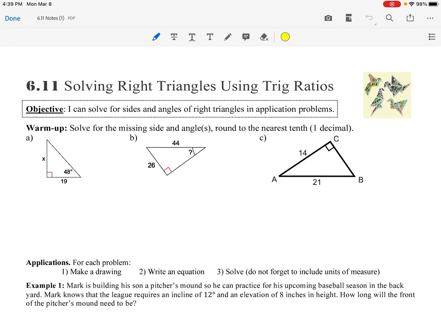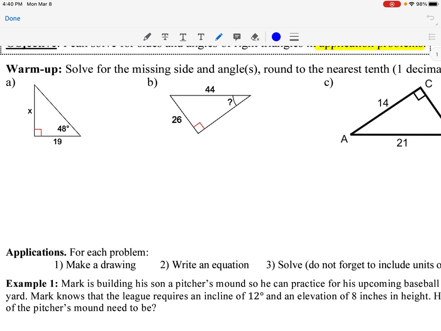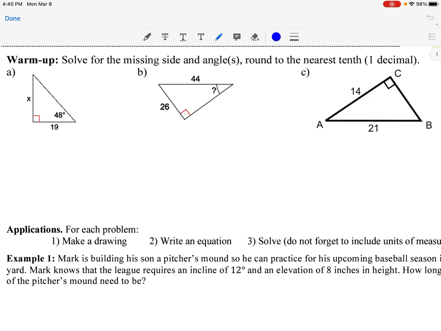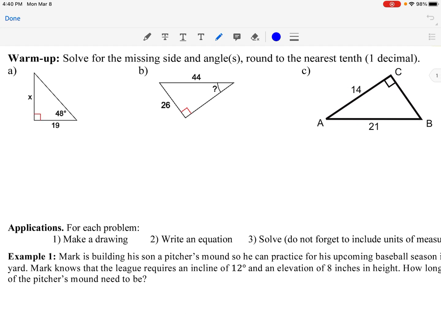In 6.11, we're going to continue from what we did in 6.10. So we're still solving for sides and angles of right triangles, but this time we're going to be doing it in application problems, so story problems. So having a story, being able to set up a triangle ourselves and solve for the missing pieces. So on our warm-up, let's go ahead and pause the video and do as much of this as you can, and then we'll go through it.